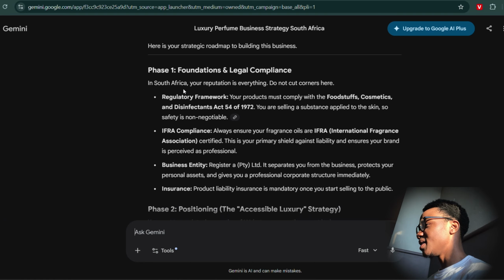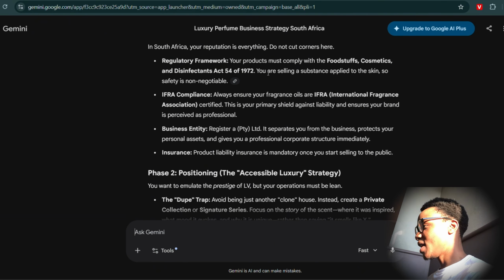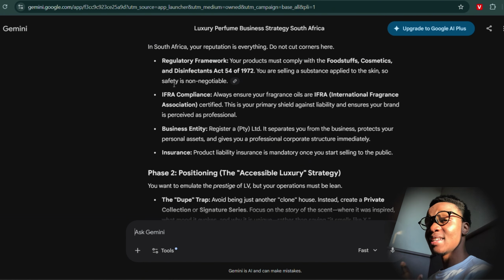Foundation and compliance. In South Africa, your reputation is everything. Do not cut corners here. Your products must comply, whoa, with the regulations. You're selling a substance applied to the skin, so safety is non-negotiable. At least this one thinks about safety. ChatGPT didn't really look into safety.